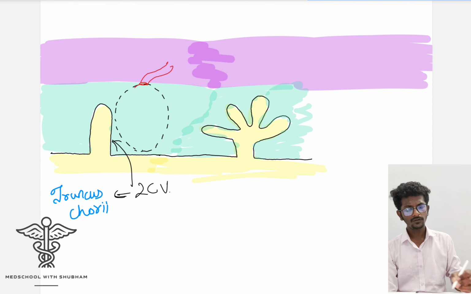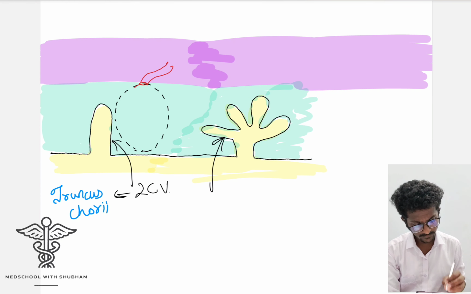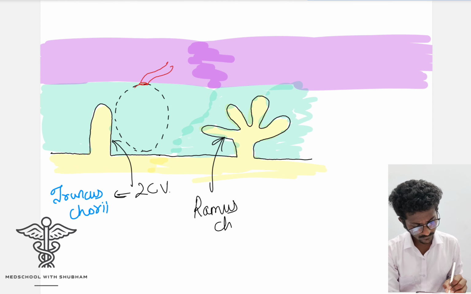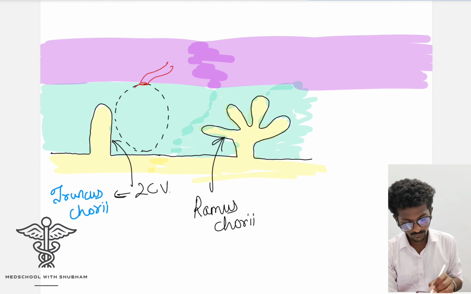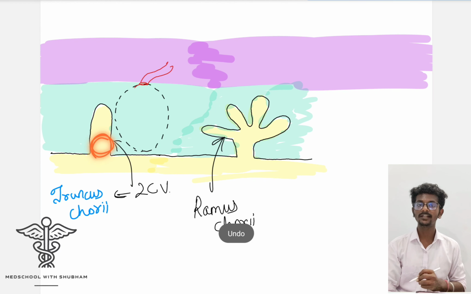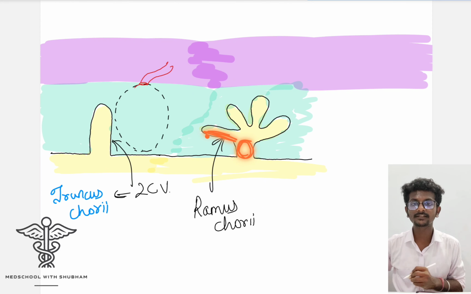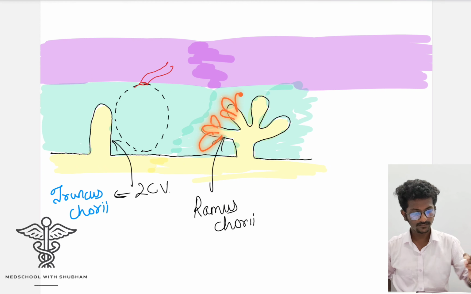Now what are these branches called? These branches are called the ramus cori. This main branch was called the truncus cori. This is the truncus cori, and this branch is called the ramus cori. Now what will happen in the next step? These branches will give rise to sub branches.